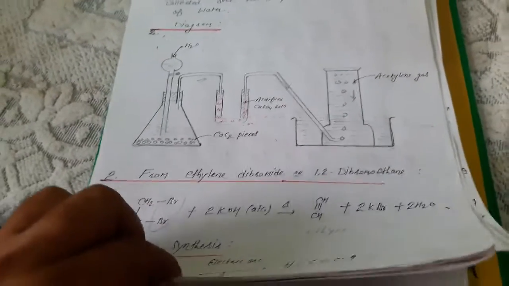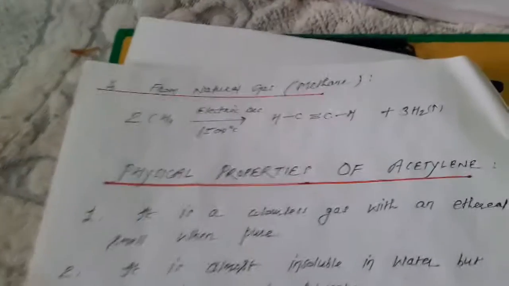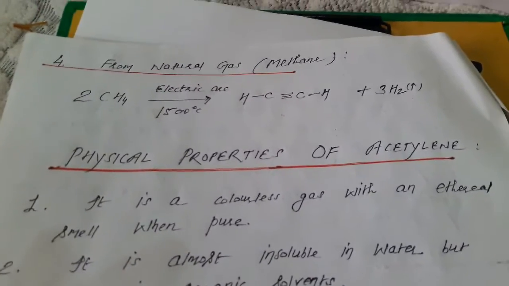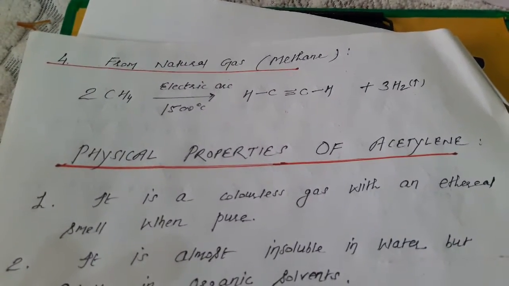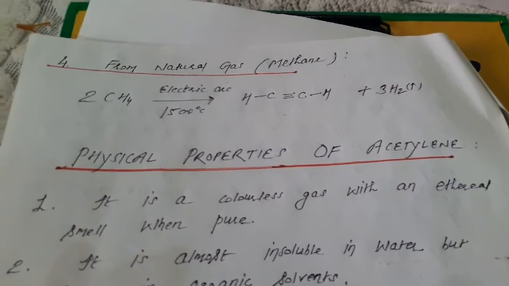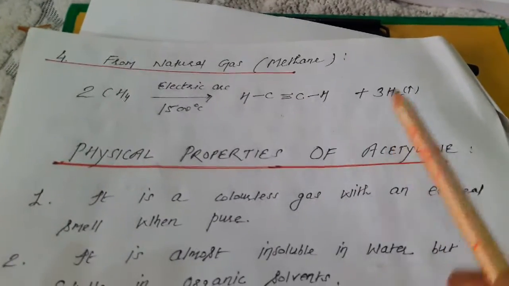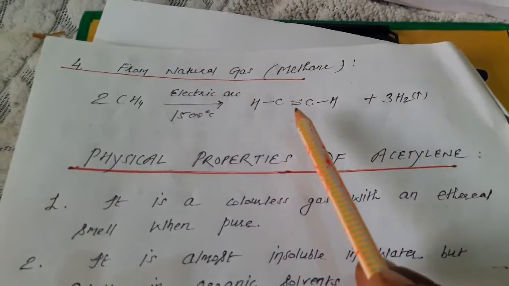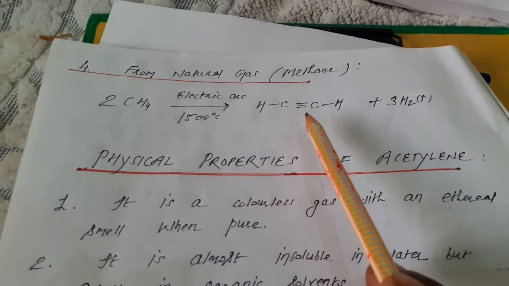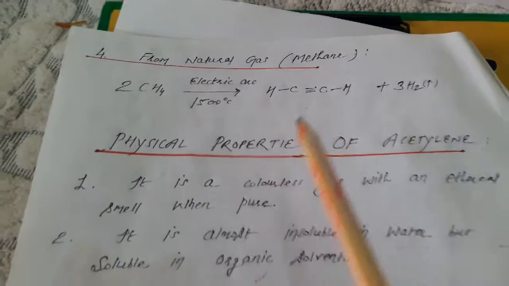So after these three preparations, the next preparation is from natural gas. Natural gas is methane. So methane at high temperature can be decomposed into these two forms. One is the hydrogen gas, second is the main constituent of our product, that is ethyne or acetylene.